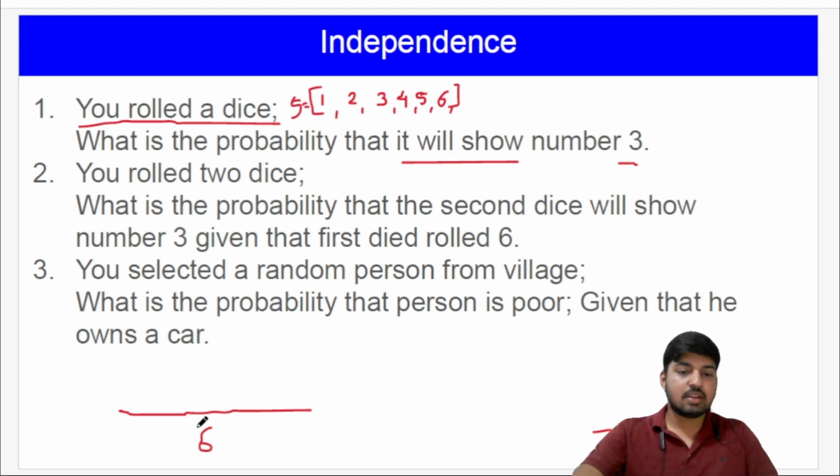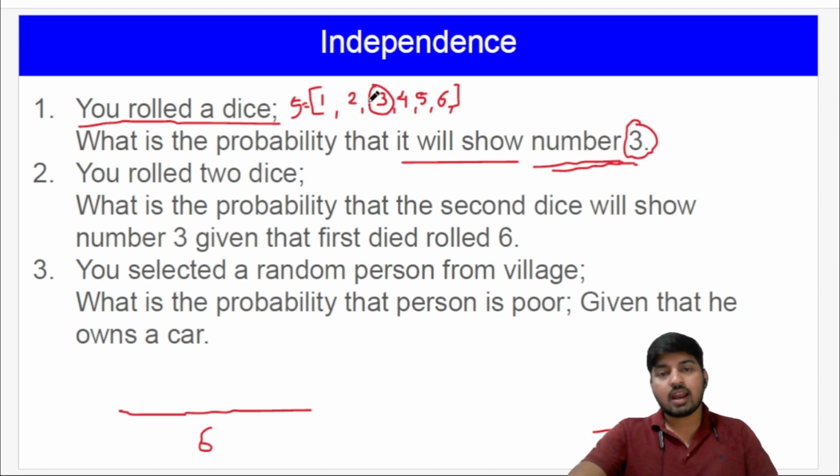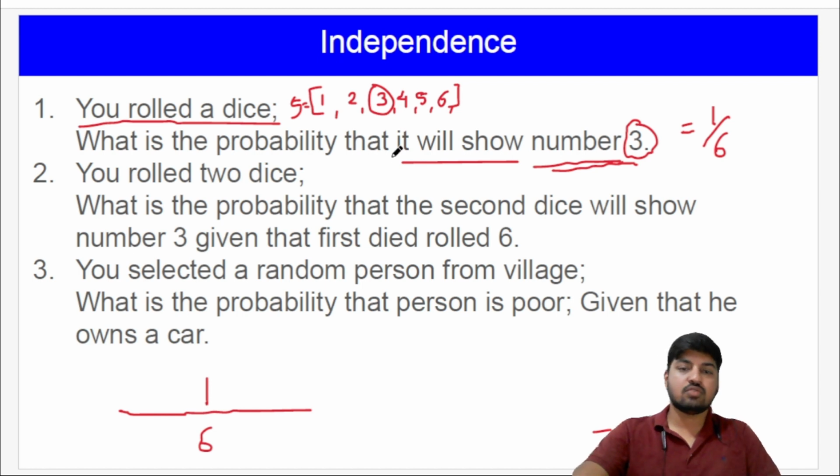Now, how many possibilities are favorable for my event? What is my event? It will show the number 3. So there is only one favorable possibility, and all outcomes have an equally likely chance. We know that the dice is a fair dice, so it will have equally likely outcomes. So the probability for one dice is 1 by 6. Okay, up to there it is very clear that it is 1 by 6.